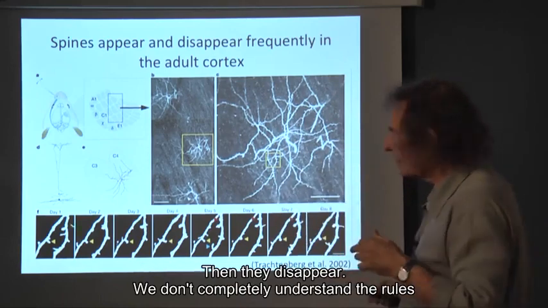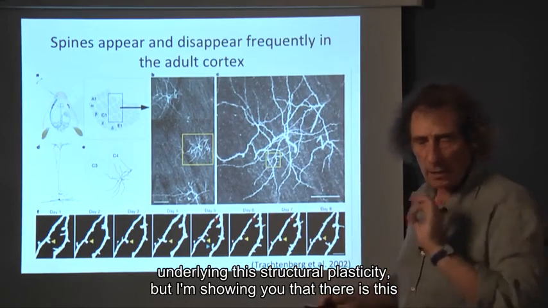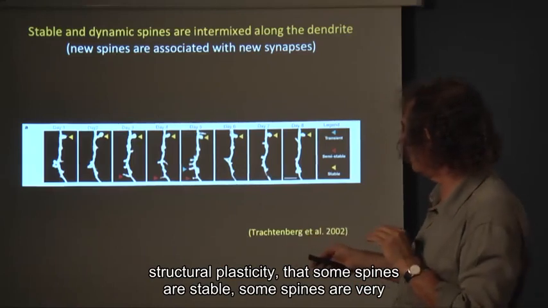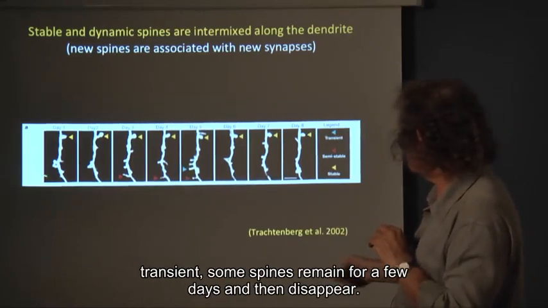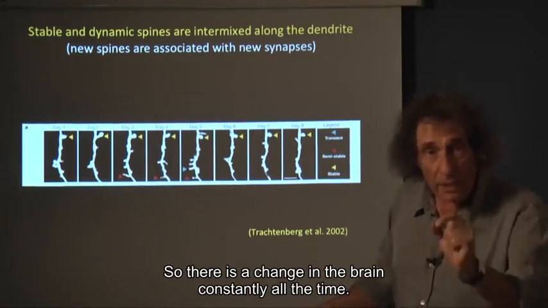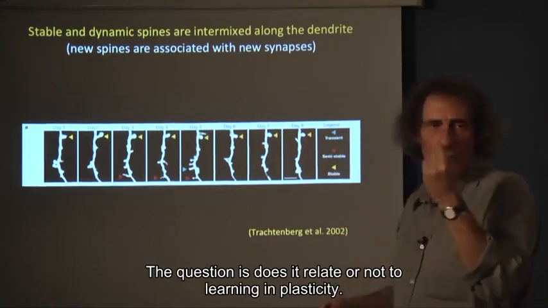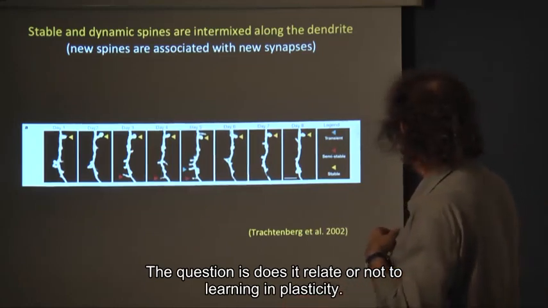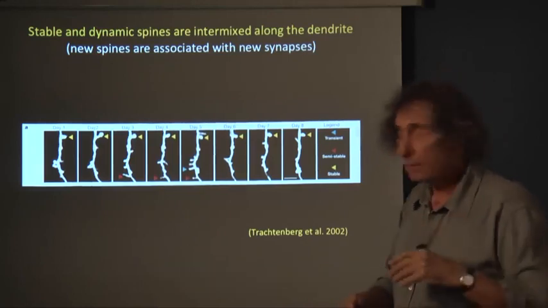We don't completely understand the rules underlying this structural plasticity, but I'm showing you that there is this structural plasticity, that some spines are stable, some spines are very transient, some spines remain for a few days and then disappear. So there is a change in the brain constantly, all the time. The question is, does it relate or not to learning and plasticity? And that's, of course, the question. And the answer is yes.